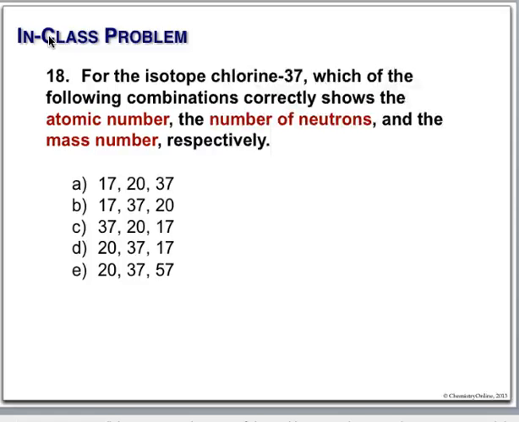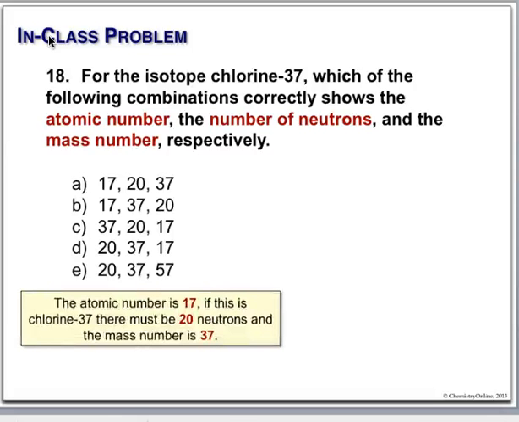All right, so if it's 17, actually, since we're looking for the atomic number, we have already just eliminated it down to 2. If 37 is our isotope, that's our mass number, so that's going to be this one, which means it must also have 20 neutrons. Doesn't matter how many electrons it has. No! Only thing that matters to make it chlorine is that it must have 17 protons.